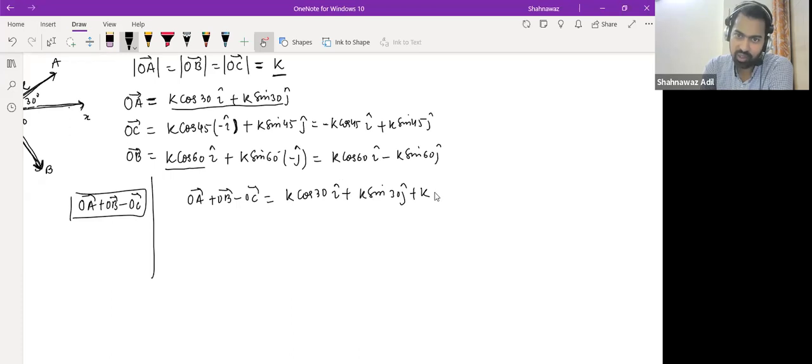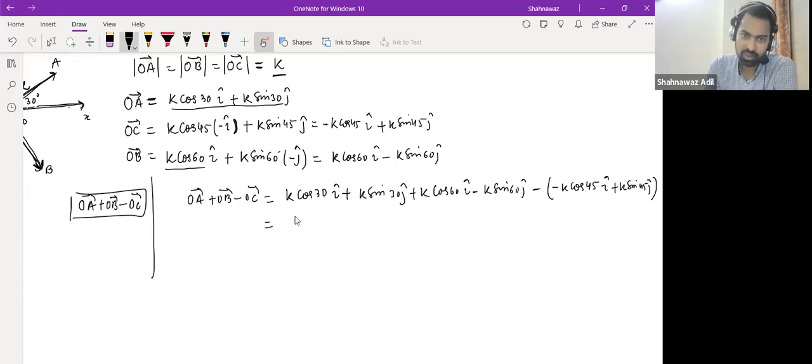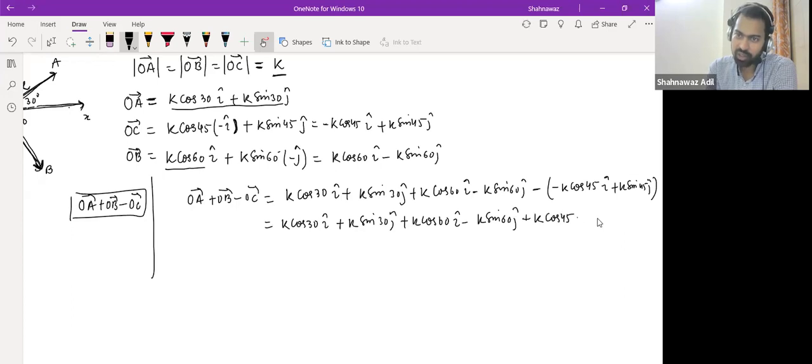So plus K cos 60 I minus K sin 60 J, and then we have minus of minus K cos 45 I plus K sin 45 J. So this is K cos 30 I plus K sin 30 J plus K cos 60 I minus K sin 60 J plus K cos 45 I minus K sin 45 J.